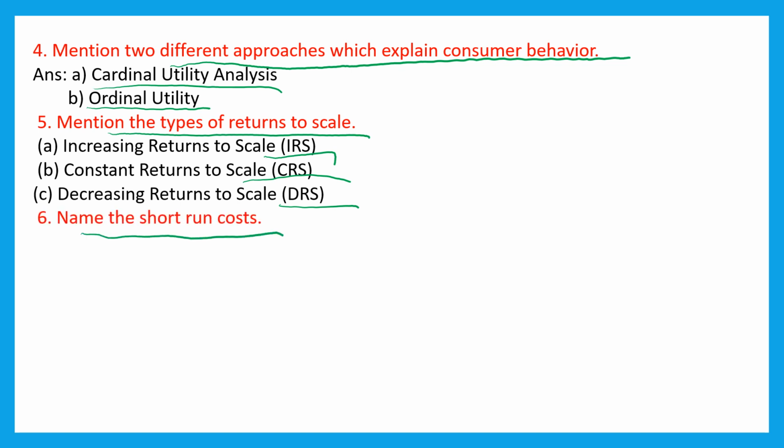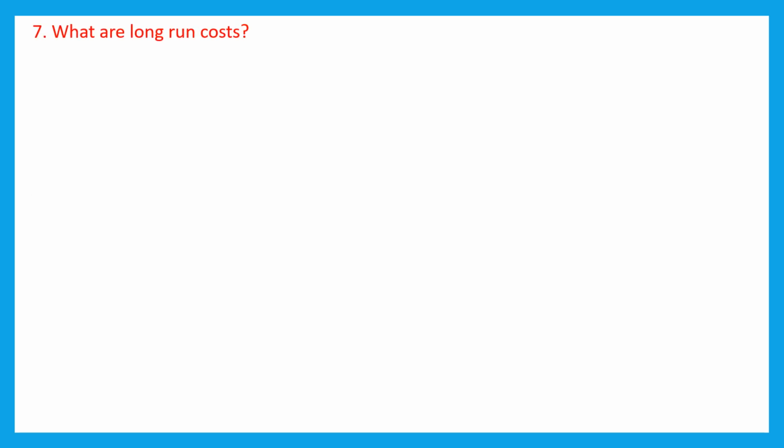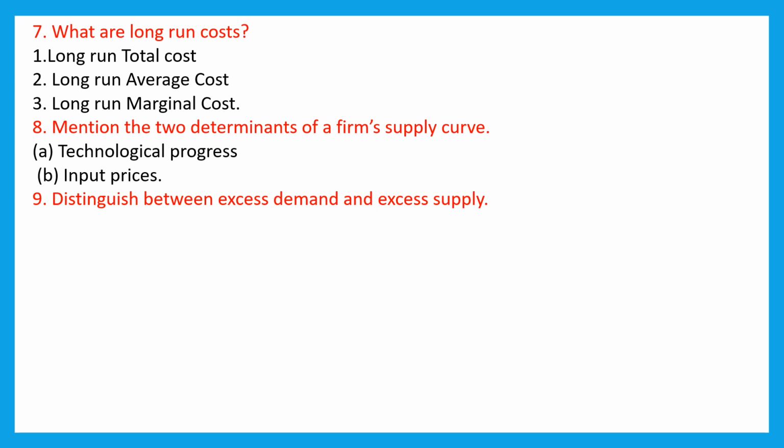Name the short-run cost. Total fixed cost, total variable cost, total cost, average fixed cost, average variable cost. What are long run costs? Long run total cost, long run average cost, long run marginal cost. Mention the two determinants of a firm's supply curve. Technological progress, input prices.